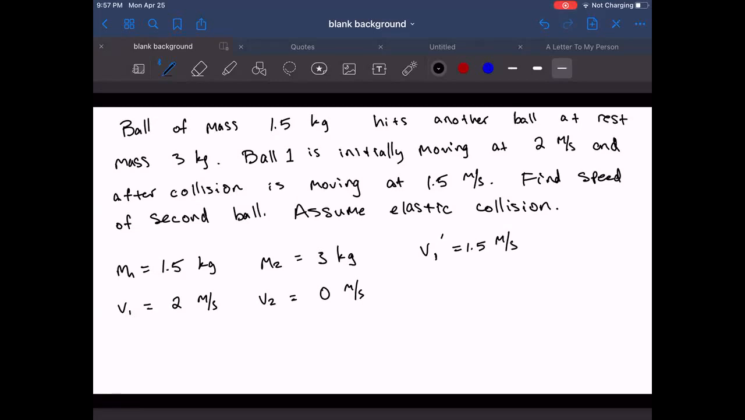Okay. I think I just don't really understand what the prime is. So let's not use it then. Let's stop using that and say V1F. That might be a little better for you. And so V1I and then V2I. Okay. Yeah, that makes more sense.